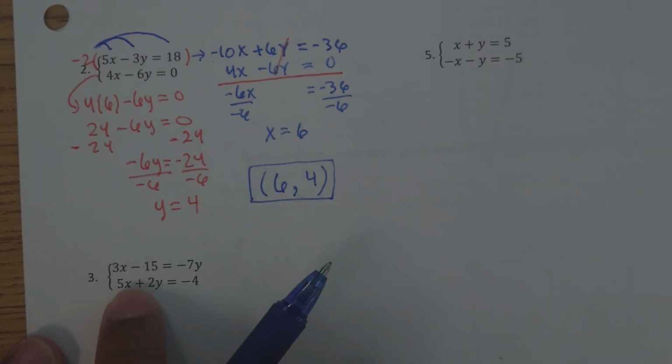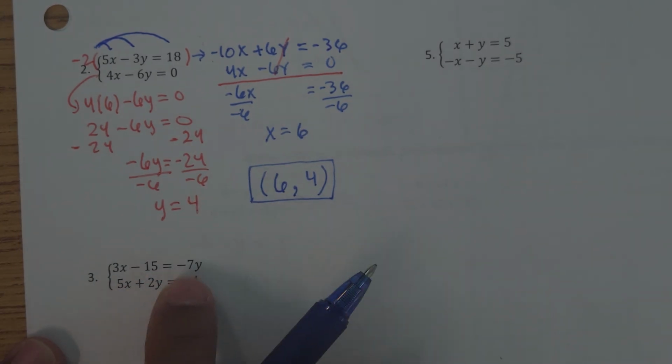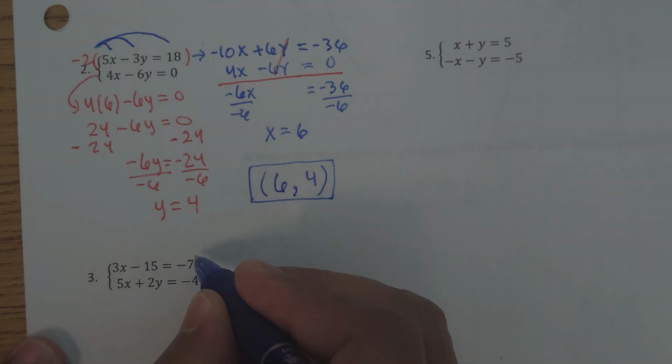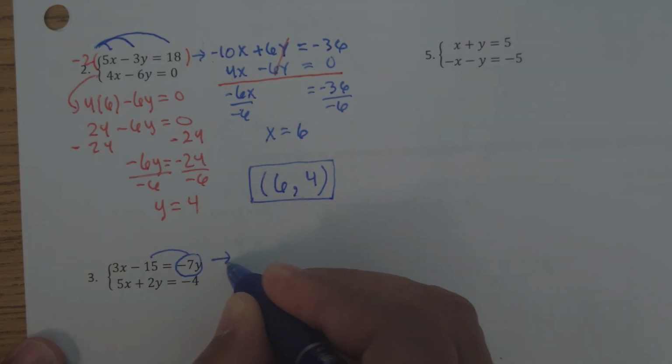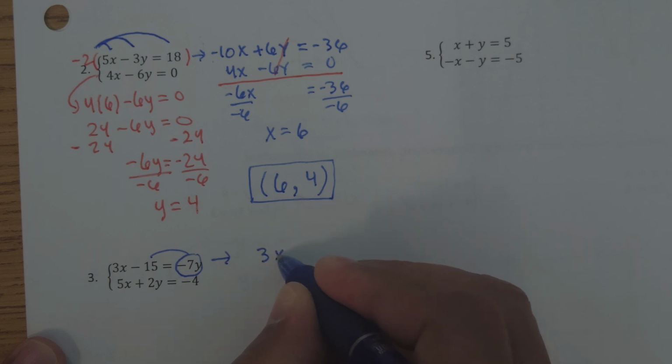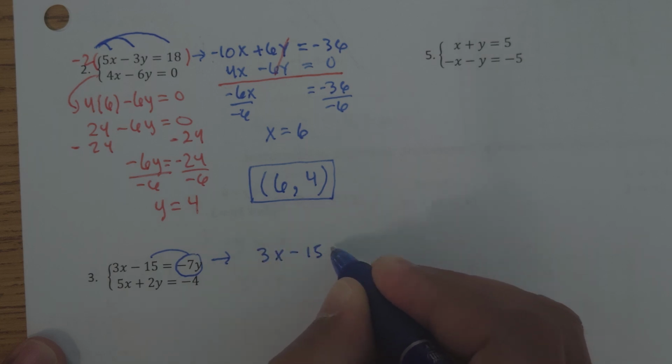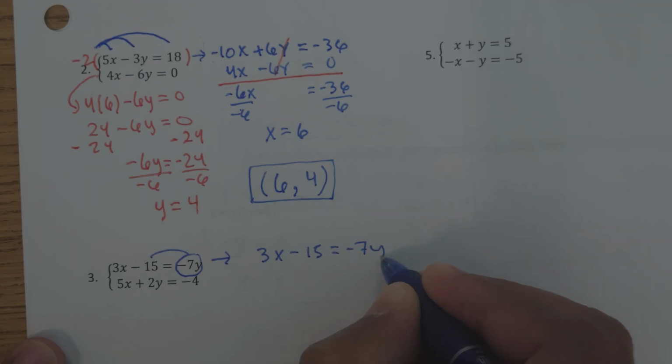Again, notice the y's don't line up. Okay, so I need to jump this -7y to this side first. So I'm going to come to this side and say 3x minus 15 equals negative 7y.